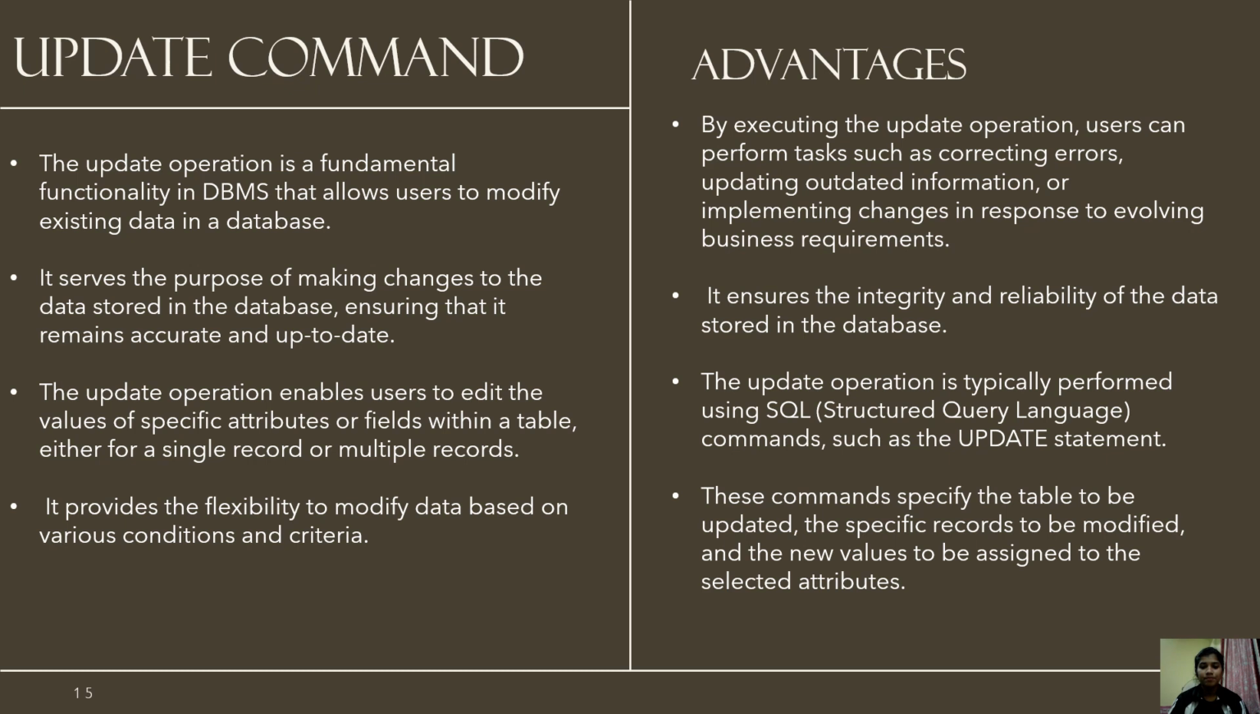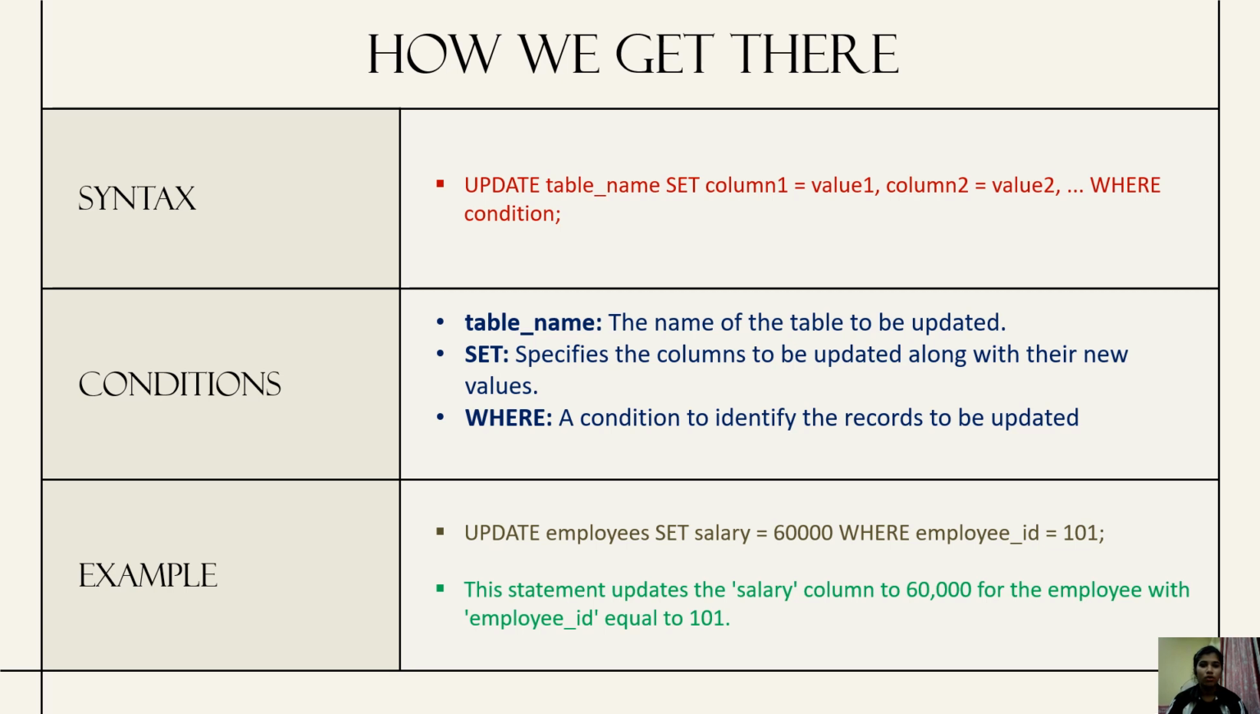The command specifies the table to be updated, the specific records to be modified, and the new values. So it is very useful in many ways, like correcting errors. One might have made an error while entering some record, which can be corrected, or if there is something that needs to be updated from time to time, that update can be done using the update command. So what is the syntax? The syntax is: UPDATE table_name SET column1 = value1, column2 = value2 WHERE condition.